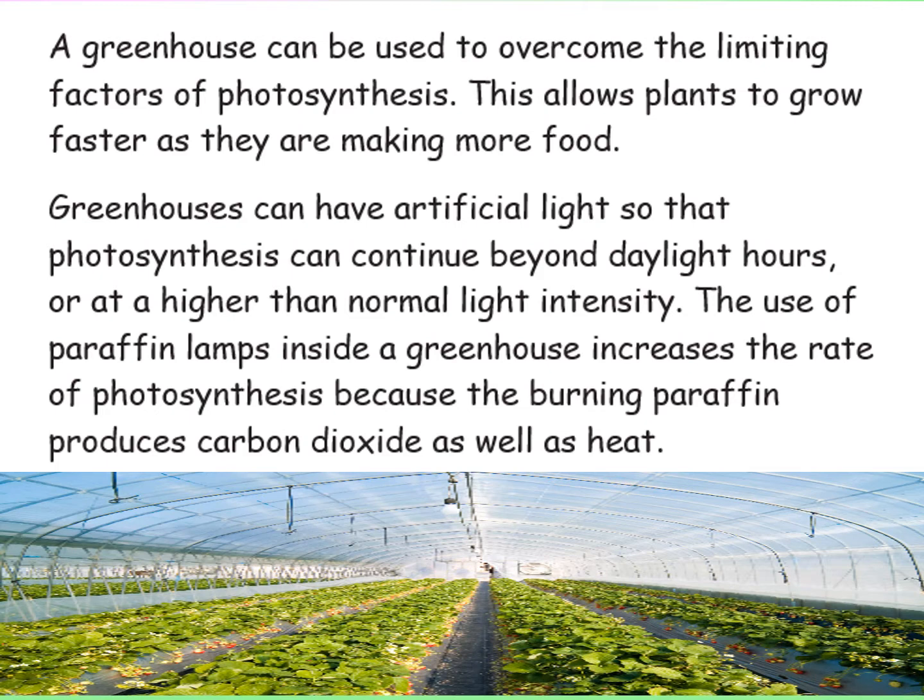So again, what we're trying to do here, if I want the plants to produce lots of glucose and get a higher yield, help them grow faster and bigger, I need to provide them with raw materials for photosynthesis. So I need to provide them, for example, with carbon dioxide. I need to provide water. I need to provide an appropriate temperature, and I also need to think about my light intensity as well.